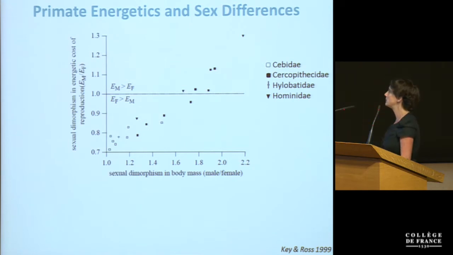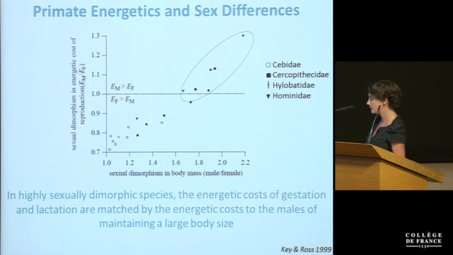Using data from about 20 non-human primate species, Key and Ross showed that the major determinant of sex difference in energetic cost is body size dimorphism. In the long term, the energetic costs are often greater for females, but as you can see on this figure, when male body size exceeds female body size by 60% or more, male energetic costs are greater than for females. So, in highly sexually dimorphic species, the energetic cost of gestation and lactation is matched by the energetic cost to males of maintaining a large body size. The results presented here underline the importance of examining mammalian energetics from the perspective of both sexes.